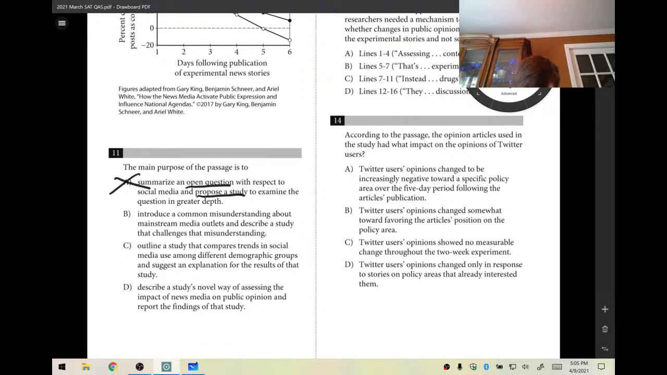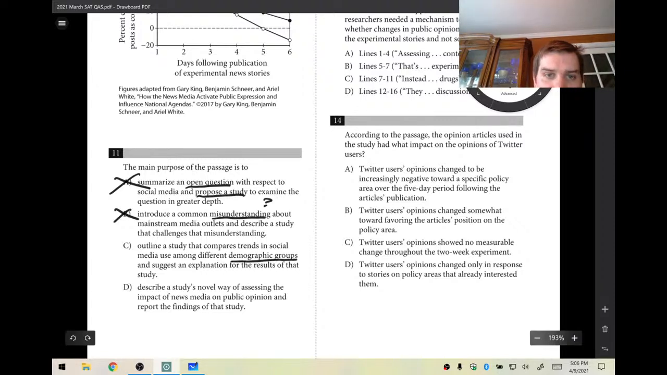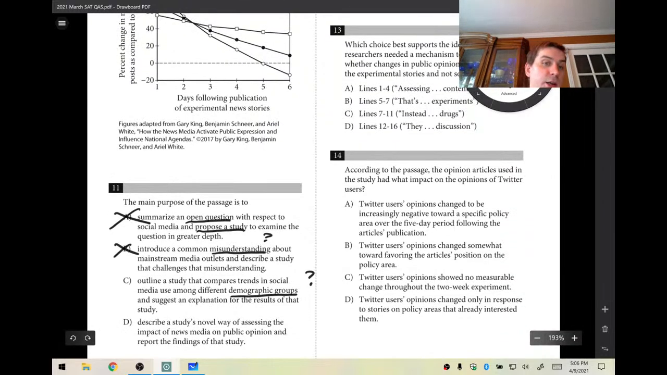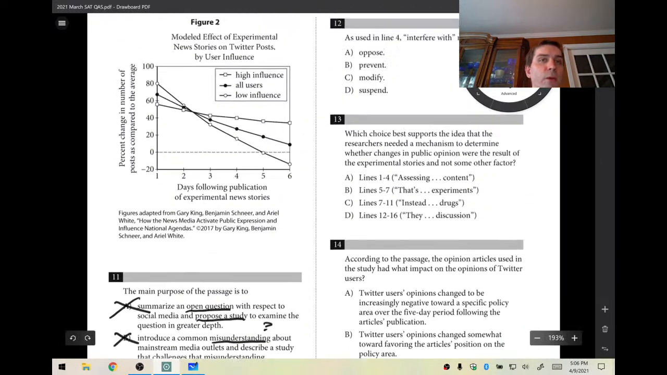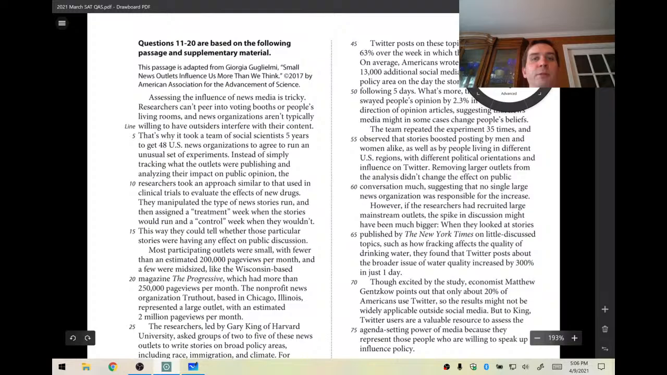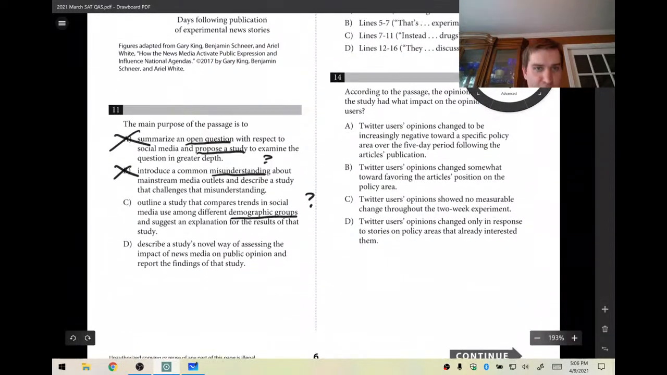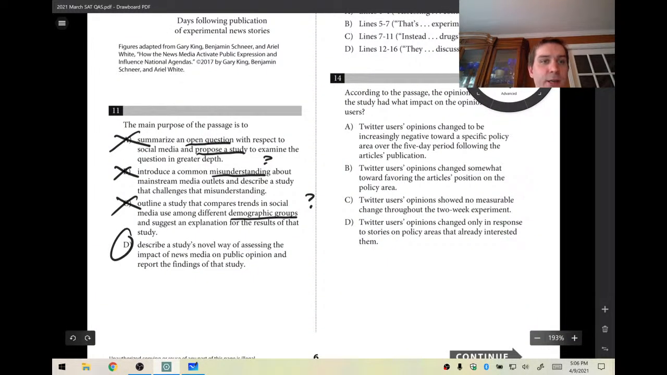All right, let's look at B. Does it introduce a common misunderstanding about mainstream media outlets and describe a study that challenges that? I don't even know what misunderstanding that would be. I don't see a misunderstanding. Are we C, outlining a study that compares trends in social media use among different demographic groups? Which demographics? African Americans, Latinos, men, women. I don't even know what demographic groups that would refer to because the passage does not mention demographics. It's out. It's just D.